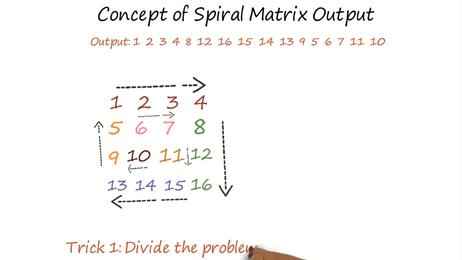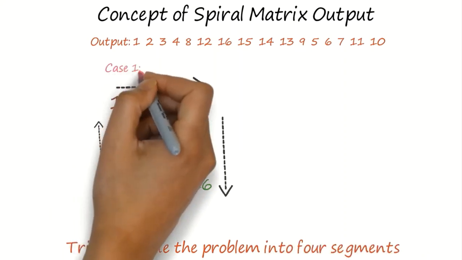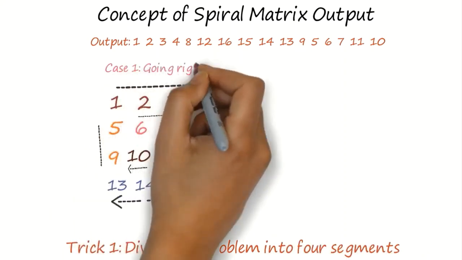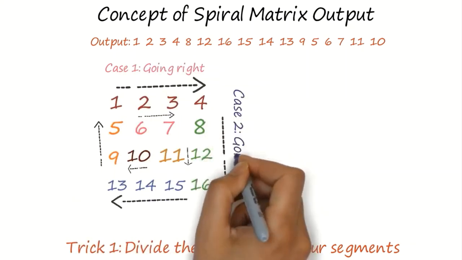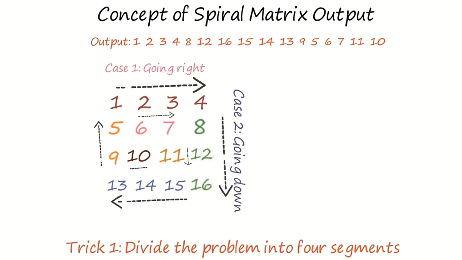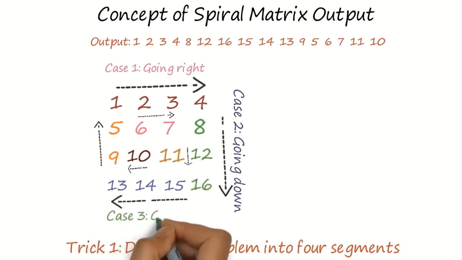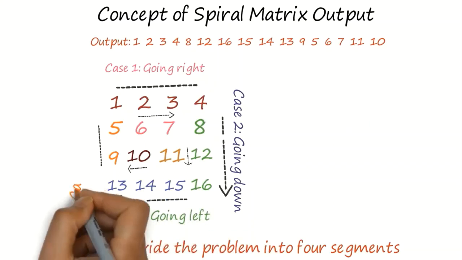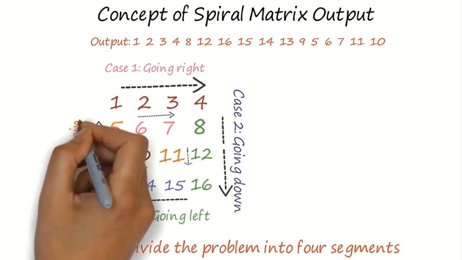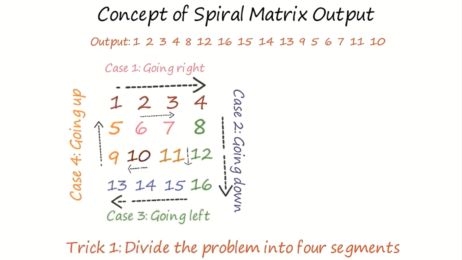And now here is the first trick. So we need four for loops. Now to maintain these four for loops, we will use four cases. So obviously the first case will be for going right, the second case will be for going down, the third case will be for going right to left, and the fourth case will be for going up.